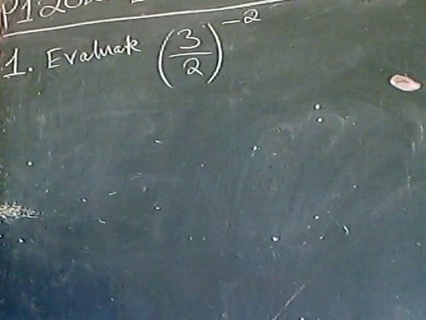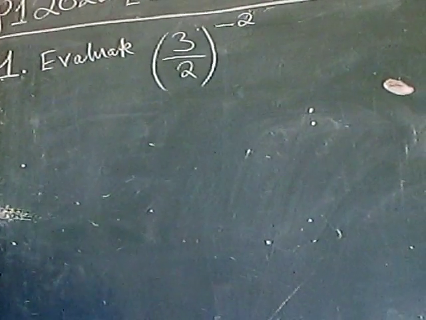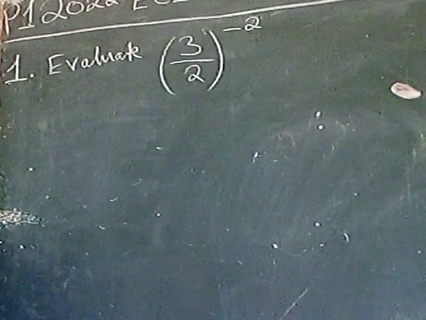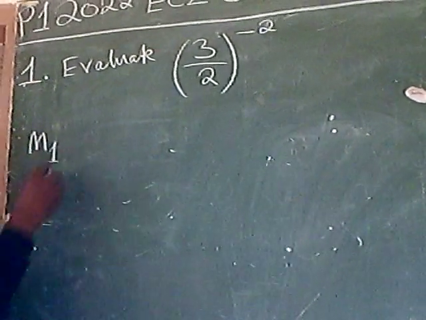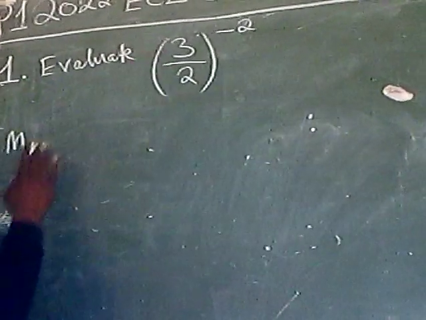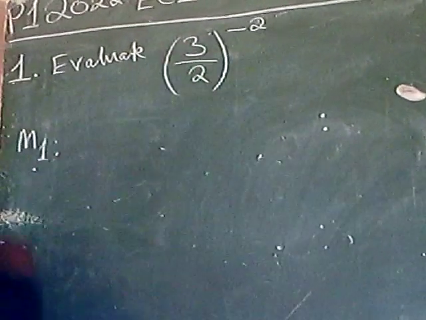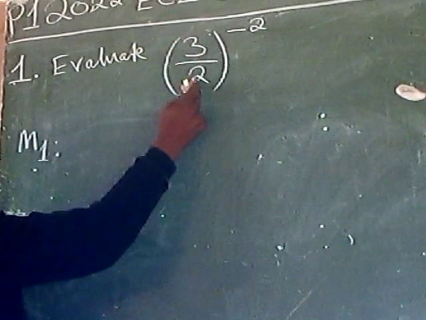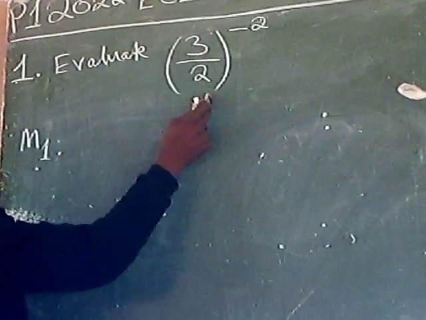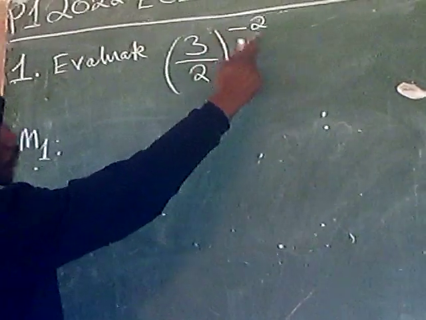If you look at this one, we've got two methods on how we can go about this question. So I'll show you two methods. Look at it, method number 1. Method number 1 is where you write, if you see this particular question, this is a 3 over 2. 3 over 2 is a fraction inside the brackets. It's raised to the power negative 2.